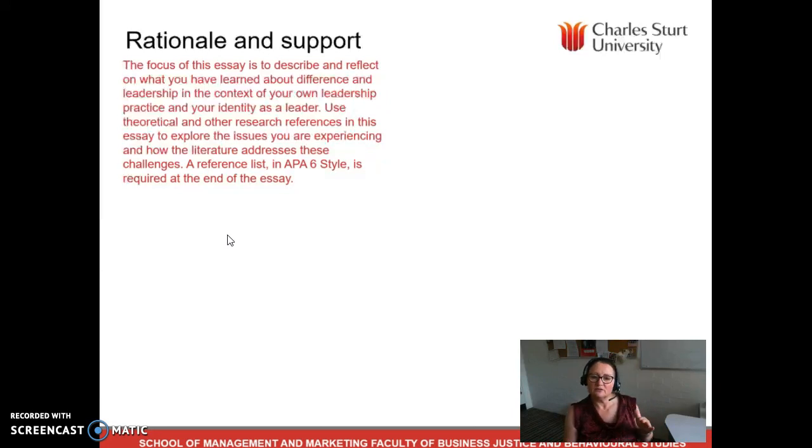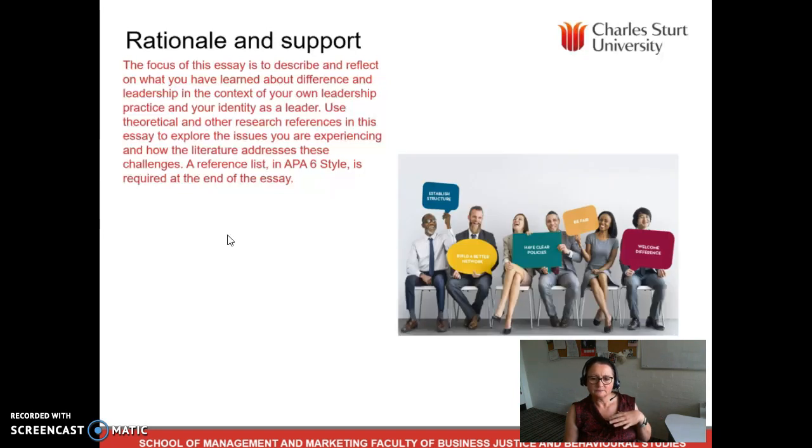Use theoretical and other research references in this essay to explore these issues that you are experiencing and how the literature addresses these challenges. Always include a reference list and use references using the APA Style 6. We'll talk more about that as well. Really it's focused on difference and how that's manifesting in your organisation, and unspoken differences that are creating tensions and discrimination.